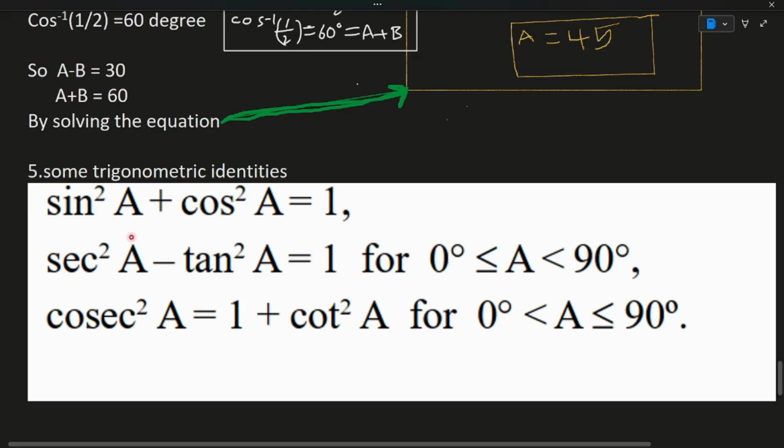There are some other trigonometric identities. Sin square A plus cos square A equal to 1. Secant square A minus tan square A equal to 1. Cosecant square A equal to 1 plus cot square A.